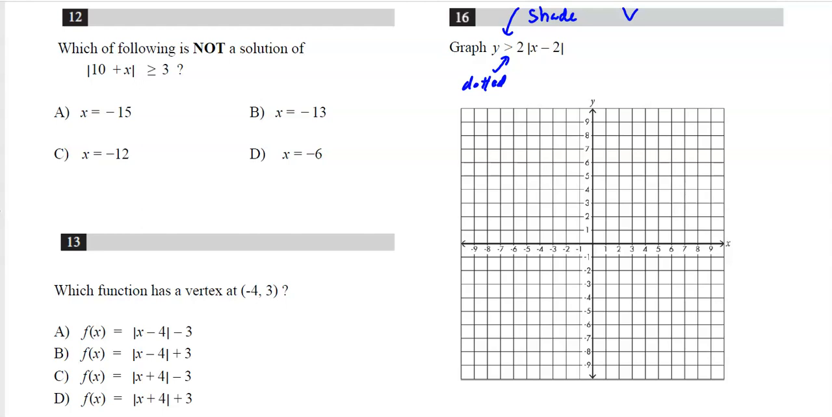So first thing is, it looks like it went right 2, but then it didn't move up or down because there's nothing at the back. So we're right here, and this 2 makes me have a slope up 2 over 1. 2 over 1, 2 over 1, boom, boom, boom. Dotted line. And then the shade, since it's greater than, we're going to shade above. So this should be our shaded area. So I think we're all set now.